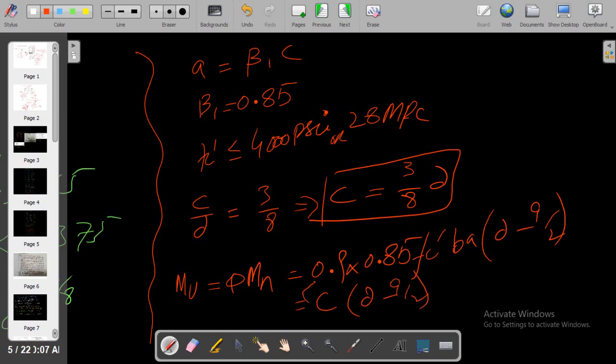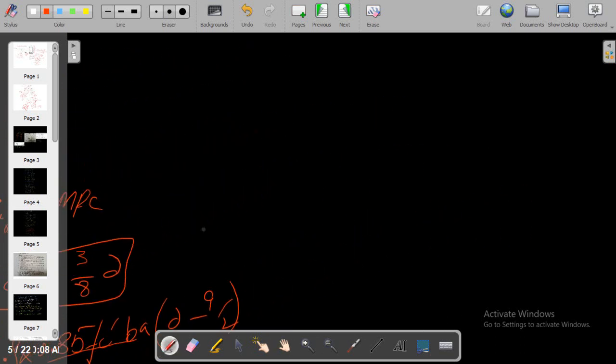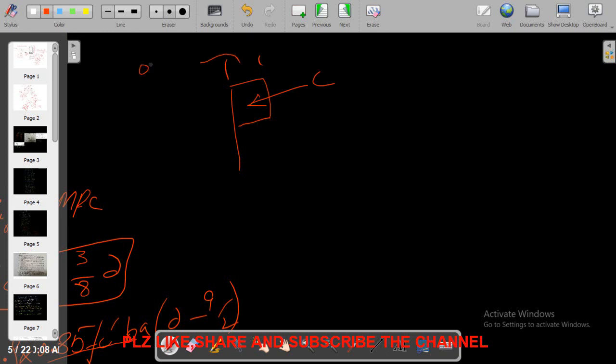The C value, in the case of a rectangular stress block, where we know there is a reduction factor, will be 0.85 fc prime times b a. We derived this in our previous part: if we have a rectangular stress distribution block, with the extreme fiber stress, and a is the concrete block depth and b is the width of the beam, then this C will be 0.85 fc prime times the area of this block, that is b a.